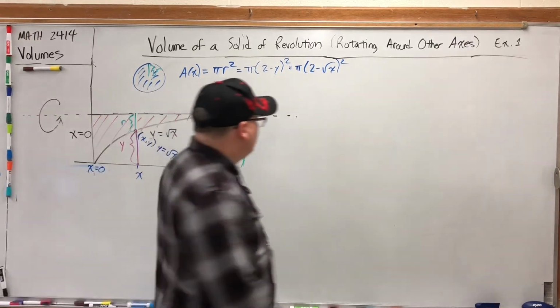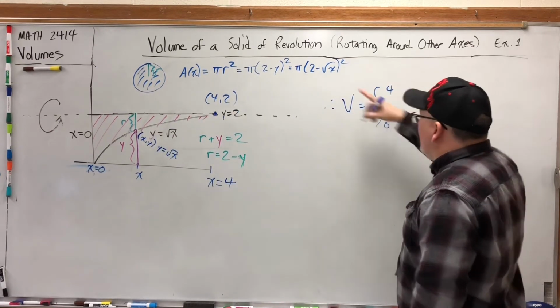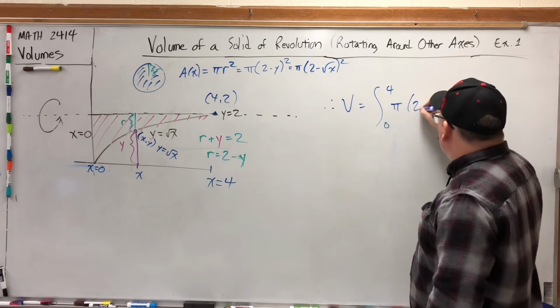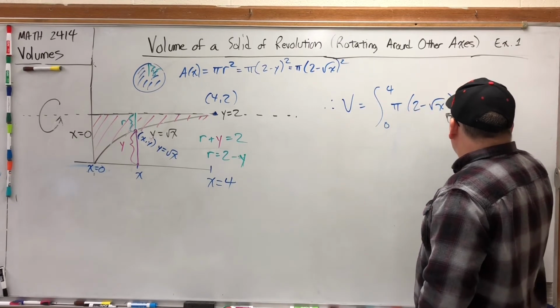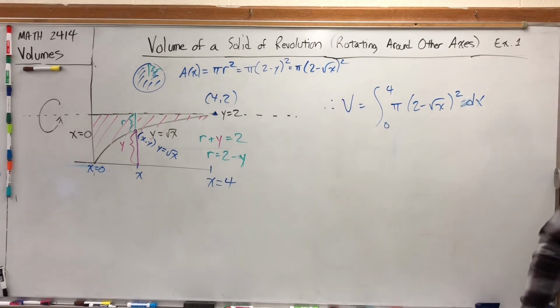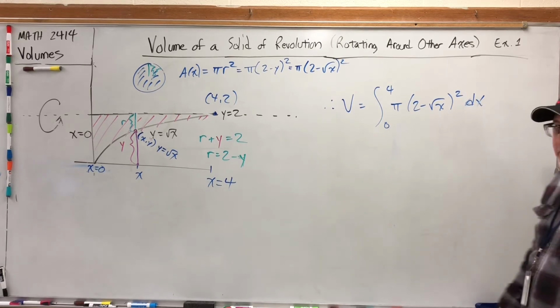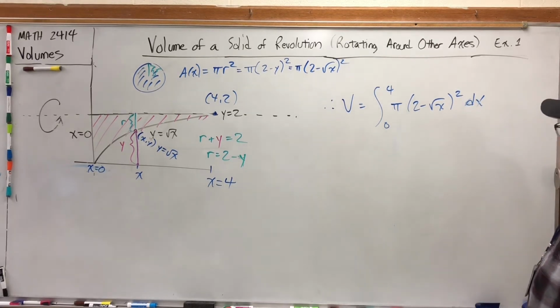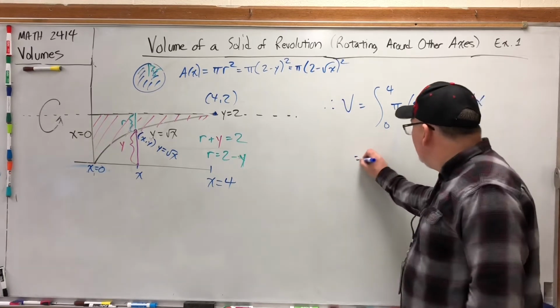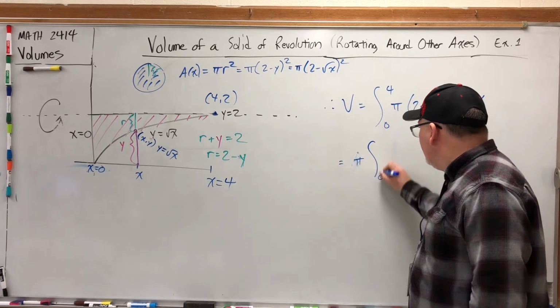This is my area, so now my volume is going to be the integral from 0 to 4 of that guy. Pi times 2 minus the square root of x squared, dx. And now it's a calculus 1 problem. So how do we do this calculus 1 problem? If you're thinking use substitution, think again, because there wouldn't be enough for the du package. However, we can square this binomial. And let's go ahead and pull out the pi. It's not going to do anything. It's just going to sit there.